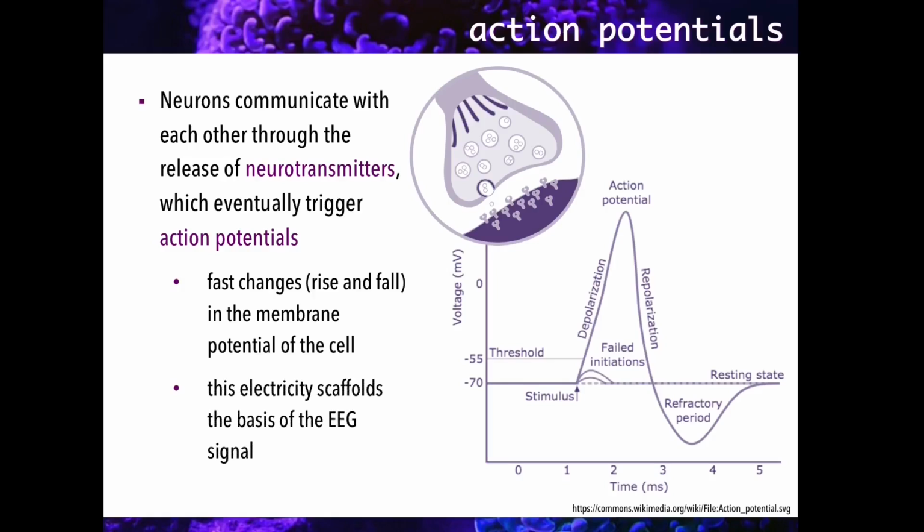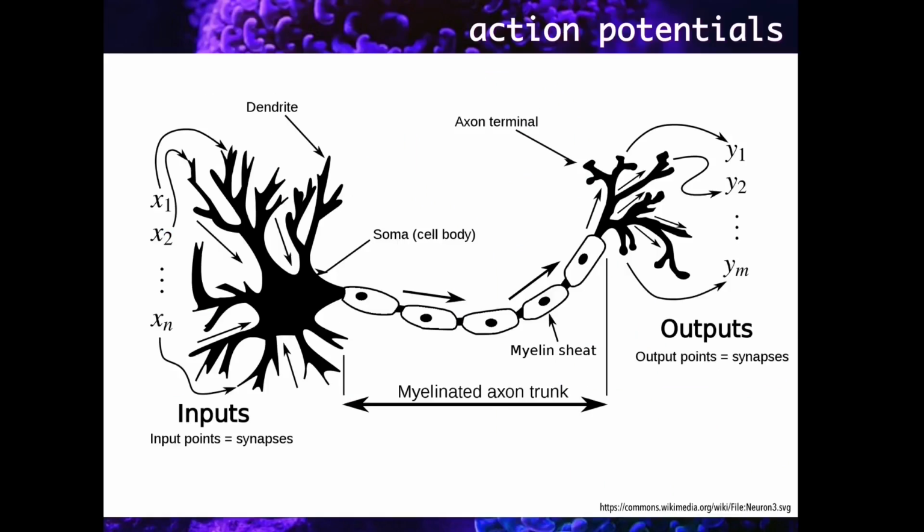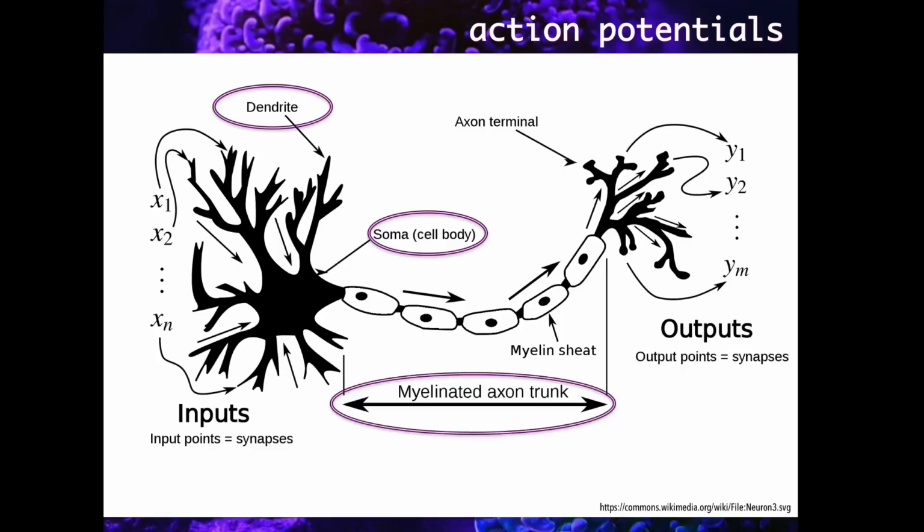This electricity linked to neural activity scaffolds the basis of the EEG signal. However, there are different types of action potentials, and EEG reflects only a subset of these. Neurons have three main parts: a soma, or cell body, dendrites, and the axon, which ends in axon terminals. Dendrites are the endpoint of action potentials coming from other neurons and represent the input region to the neuron. If the input action potentials are enough to trigger a response in the neuron, this generates an action potential in its axon, which travels along it until the axon terminal, where the neuron makes contact with other neurons. This is the output side of cell functioning.